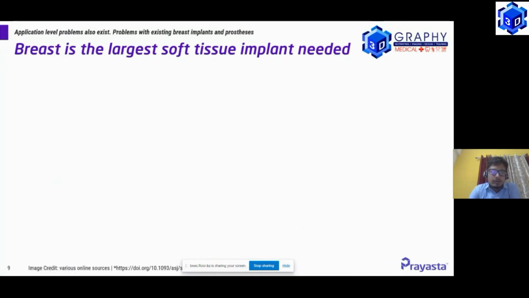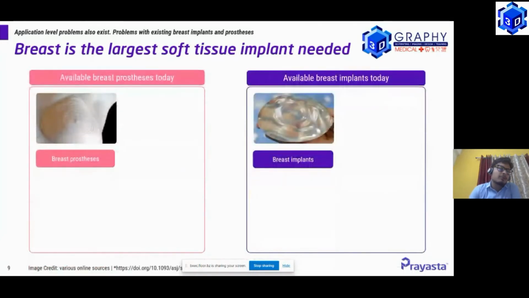I'm going to show you that printer in a little while, but let's look at some of the application-specific problems as well. If you look at the breast, which is the largest soft tissue implant needed today because of breast cancer, two solutions exist, as Dr. Shibu was also mentioning earlier. Prosthesis is one and implant is another. Prosthesis is an external solution, which women can wear inside a brassiere every day and remove in the evening. A breast implant is a surgical procedure, fitted permanently inside the body.